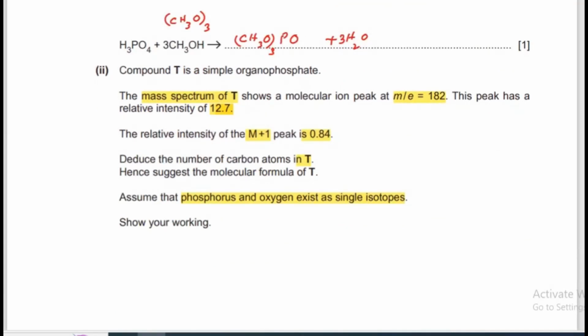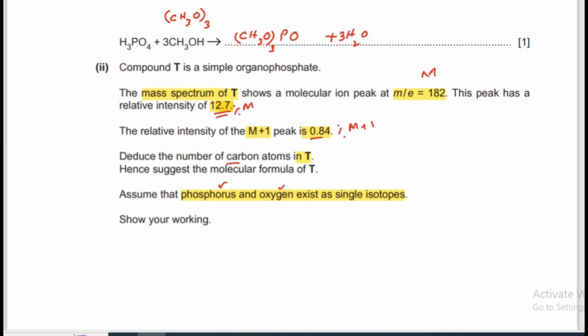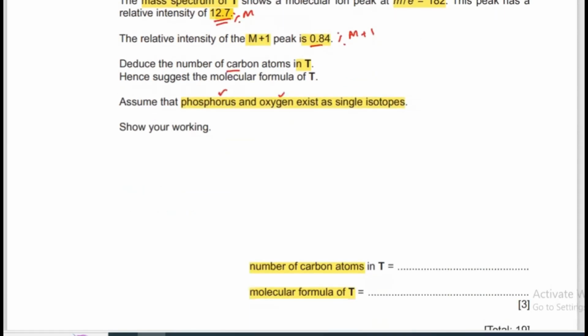Now the compound T is a simple organophosphate. The mass spectrum of T shows a molecular ion peak, this is the M peak, 182. This peak has a relative intensity, which is the percentage abundance of the M peak. And the relative intensity of the M plus 1 peak is the percentage abundance of the M plus 1 peak. Deduce the number of carbon atoms in T and hence suggest the molecular formula of T. Assume that phosphorus and oxygen exist as single isotopes, so you can't change the mass number of the phosphorus and oxygen.